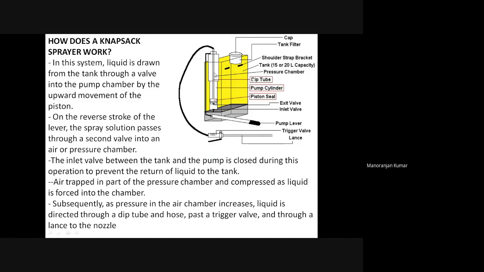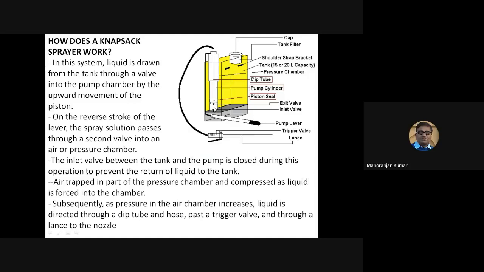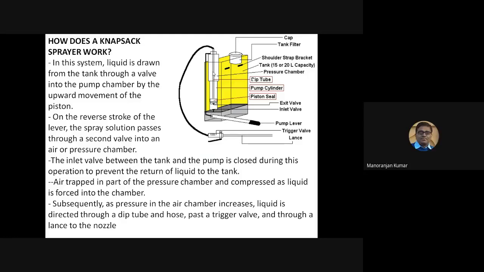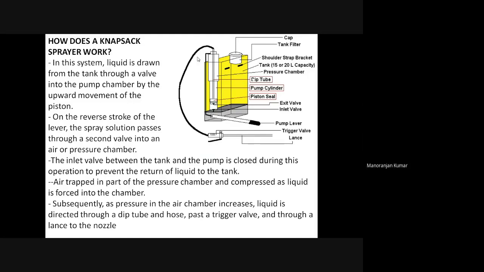The inlet valve between the tank and the pump is closed during this operation to prevent the return of liquid to the tank. So this is a one-way valve. When the liquid is going from the tank to this chamber, this valve will open, and after that it will close. Air is trapped in part of the pressure chamber and compressed as liquid is forced into the chamber.